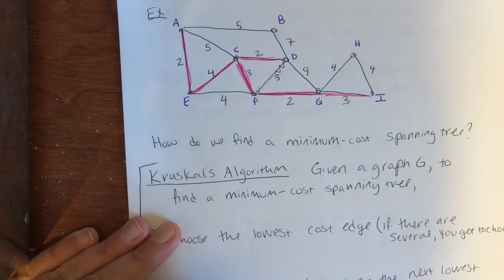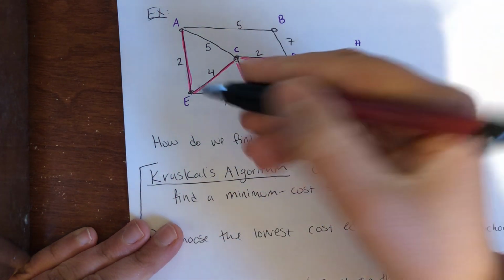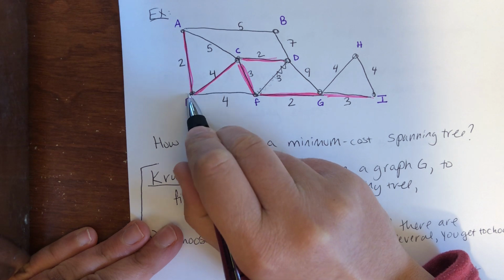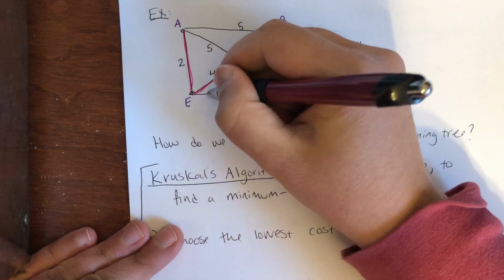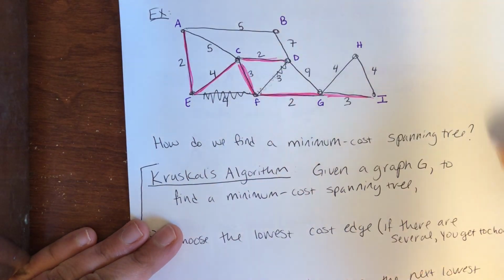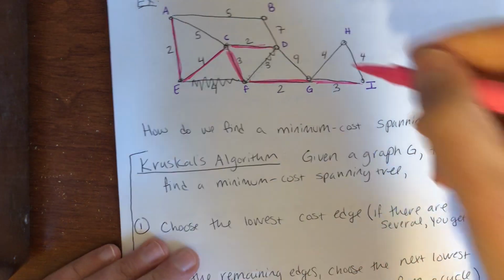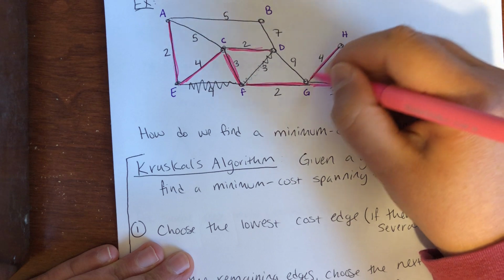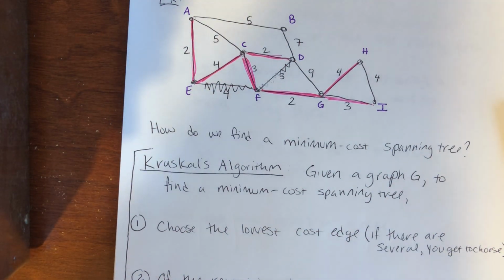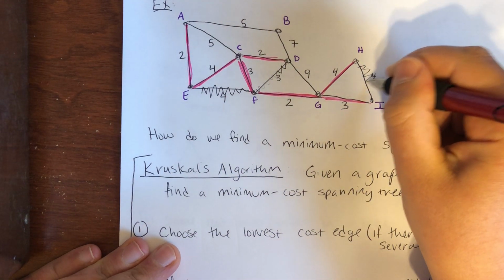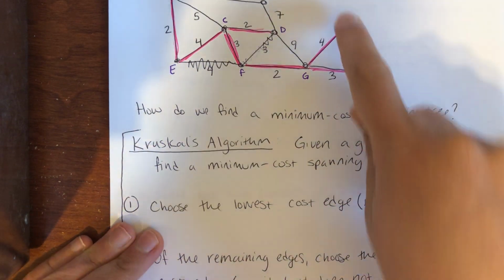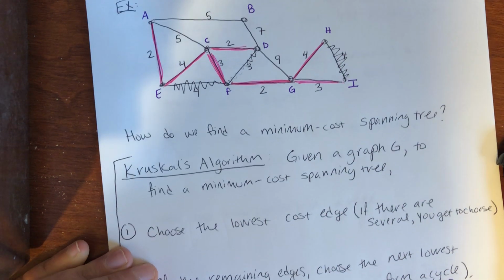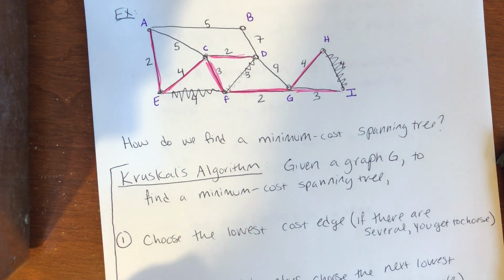But once I have chosen that, I've eliminated the ability to choose E to F, because if I did, I would have a cycle E, F, C, E. So I'm just going to cross this out because I know I don't want to use that. Similarly, I can choose either one of these 4s, but if I choose one, let's say GH, I cannot choose the other. I've ruled out the possibility of using this one. Now, you might have chosen HI, and then you would have had to cross out GH. It wouldn't matter in the end, it'd be the same cost.